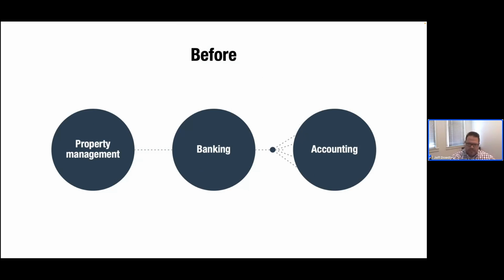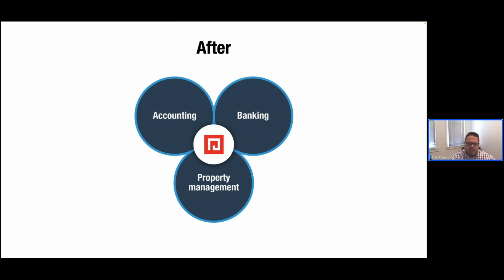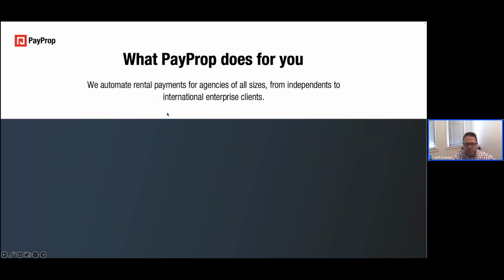But what PayProp does to help streamline that for you is bring all of them together in one seamless platform. In that platform, everything that's occurring in the property management space is simultaneously happening in the bank account, as well as generating all of the reporting mechanisms that you need that we were just talking about along the way. So what is PayProp really going to do for you in that process?